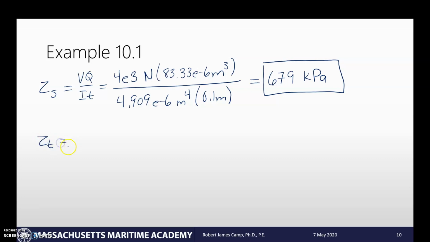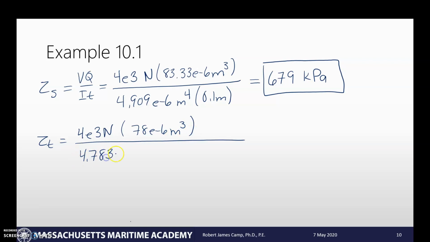Let's look at the shear stress of our tube. Same equation, VQ over IT. We have the exact same vertical shear force. We have different Q, I, and T's. Okay, so we'll just plug in our different Q, I, and T's. So our Q is 78 times 10 to the negative 6 meters cubed. We've got our 4.783 times 10 to the negative 6 meters to the fourth. And we have our 0.06 meters. We plug all those in.